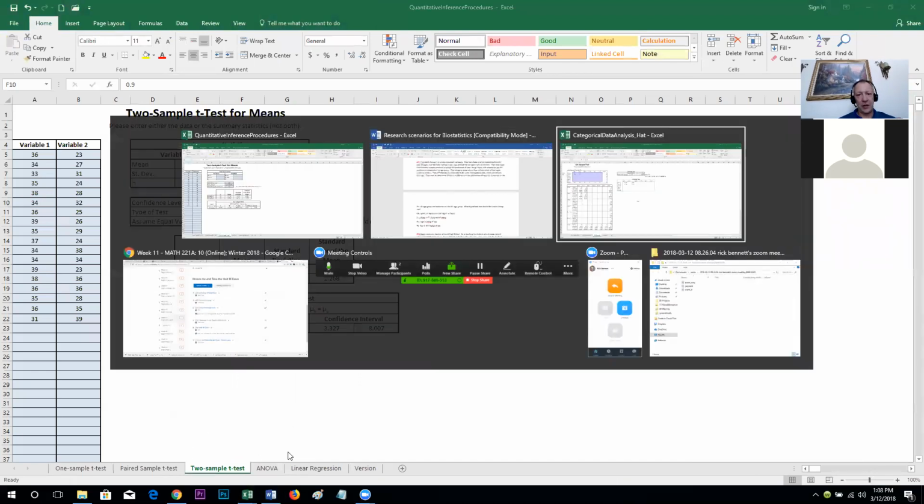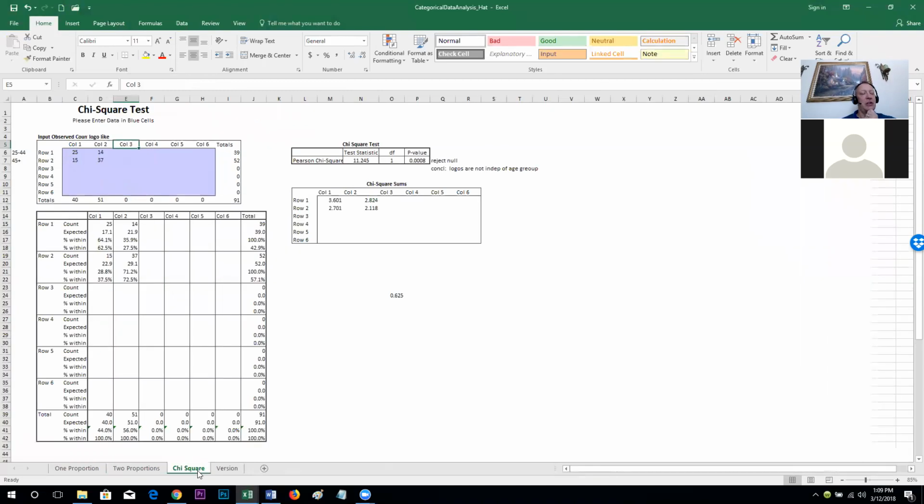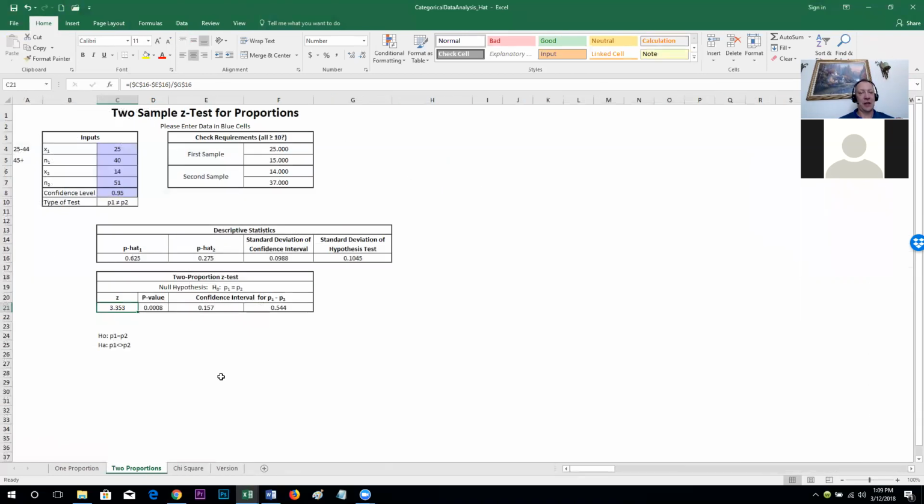Just as an FYI, when you're looking at the two proportion test, it is a z-test. So here's the z-score. You get 3.53, and if you plug that into the normal probability applet, you would get 0.0008. Now, the chi-square test is actually two z-tests squared. That's why they call it chi-squared. When you take two normals and square them, you get a chi-square, and that's why this number exactly matches that number.